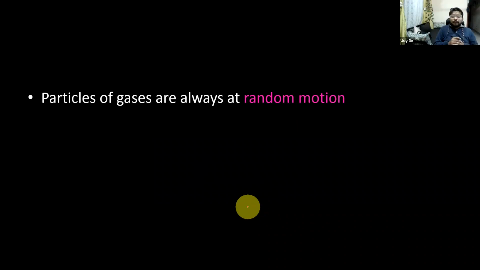Particles of gases are always in random motion. About this, I want to say something: random motion means they are moving anywhere. If one molecule goes up, the other may go horizontally. The molecules may go anywhere, anytime. But the point is, when these gas molecules are moving, they are making a linear motion. They are moving in a line.